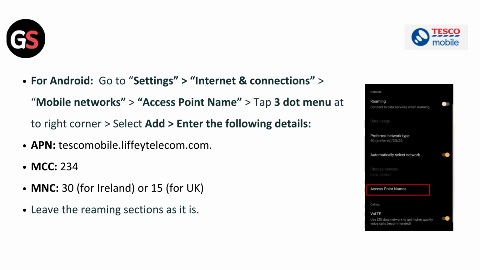For Android, go to settings, then internet and connections, then go to mobile networks, access point name, tap the 3-dot menu at the right corner, select add, and enter the following details. APN: tescomobile.liffytelecom.com, MCC 234, MNC 30 for Ireland or 15 for UK. Leave the remaining sections as they are.